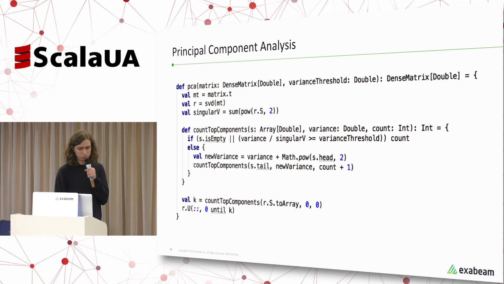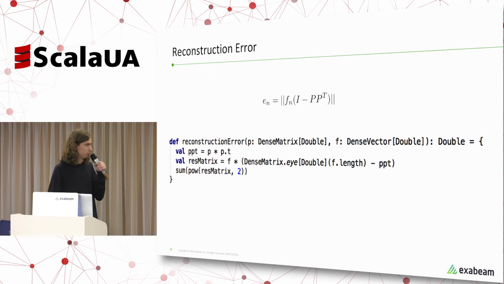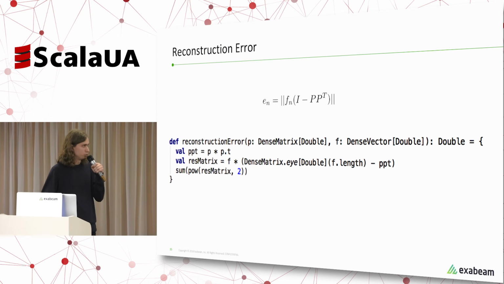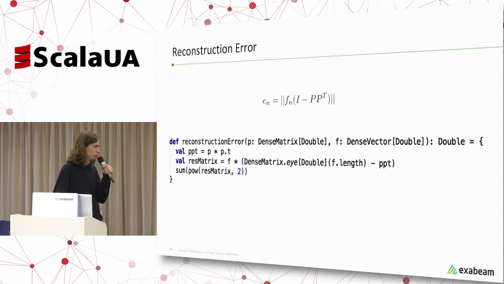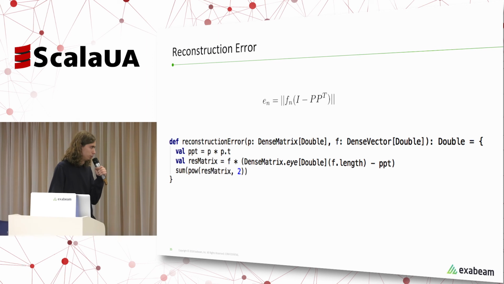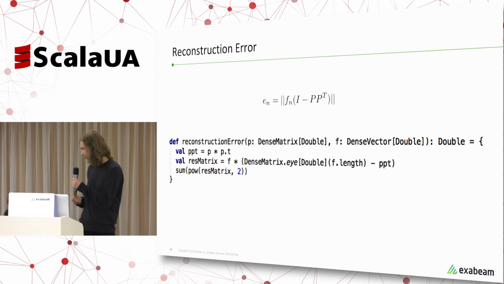And the last step of the algorithm is to calculate a reconstruction error, which is basically the deviation between our historical activity and the daily activity. And that's all about the implementation of daily activity change. Derek will summarize our talk.